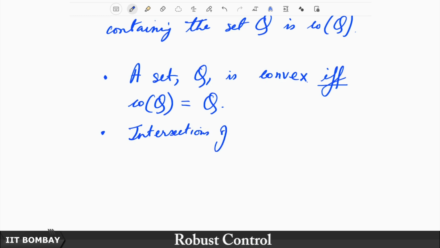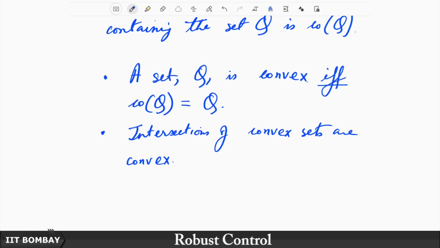Intersections of convex sets are convex. Why should this be true indeed, right? So you take any vector that belongs to two convex sets, and you take two such vectors that belong to two convex sets. Then must their linear combination also belong to both of those convex sets?